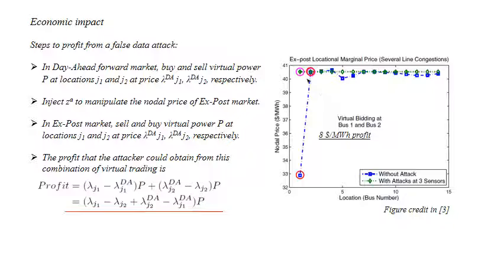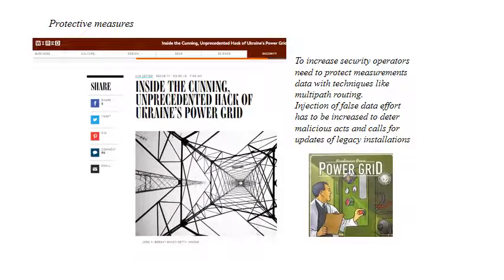the simulation that was done, where we can see what the price is without attack and what happens when there is an attack on three sensors, how the price goes up because of the manipulation. And we can see that in bus 1 of this system there was a profit of $8 per megawatt hour. So the power operators need to protect against these attacks.